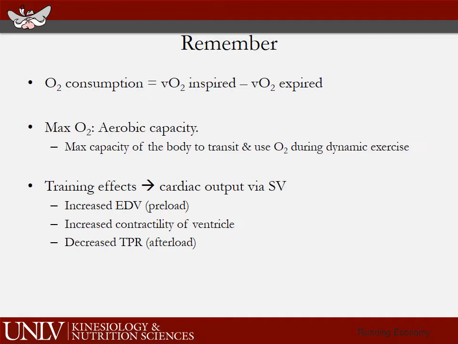It is comprised of the cardiac output and your arterial-venous oxygen difference. And just for the review, remember that training effects are mostly attributed to the cardiac output via the stroke volume, right? So there's increased end-diastolic volume, which is also known as the preload. The increased contractility of the ventricle allows for more forceful contractions, and then there's a decrease in the total peripheral resistance, or the afterload. So this is less resistance to the contraction and the blood flow exiting the ventricle.